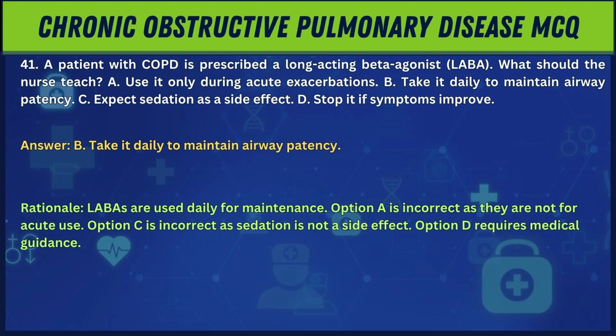41. A patient with COPD is prescribed a long-acting beta agonist, LABA. What should the nurse teach? A. Use it only during acute exacerbations. B. Take it daily to maintain airway patency. C. Expect sedation as a side effect. D. Stop it if symptoms improve.